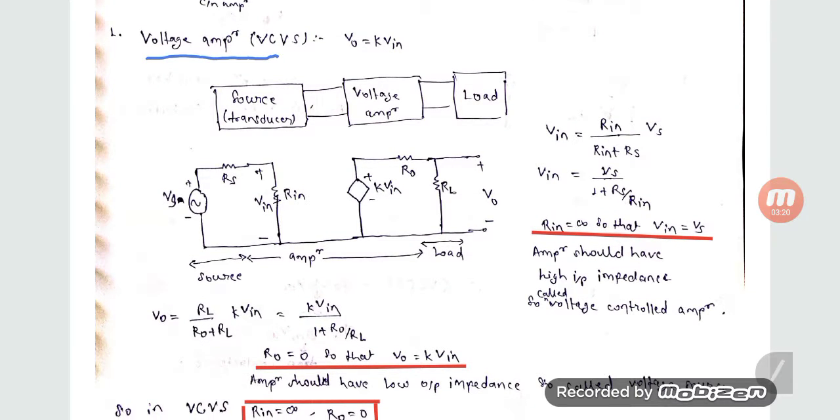So the voltage amplifier, VCVS, voltage controlled voltage source. The internal architecture will be like this. The equation we use to characterize the voltage amplifier is Vo equal to K Vin. Voltage amplifier means it will amplify the input voltage by some amount at the output. So the output voltage will be the amplification factor times the input voltage.